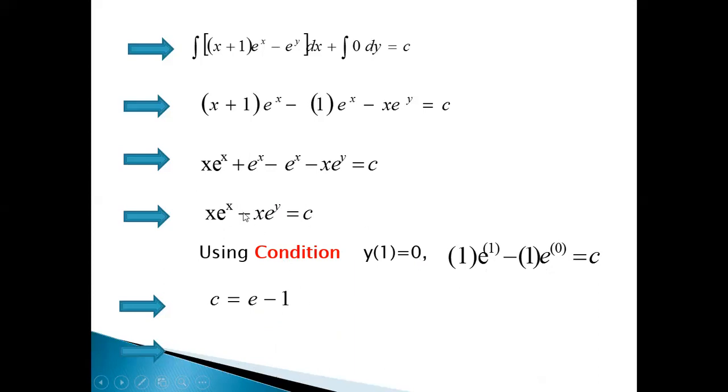See, here x is 1, so e raised to x is e raised to 1, minus x which is 1. Now e raised to y, so e raised to 0. Here e raised to 1 is e and e raised to 0 is 1. So e minus 1 is equal to c. So our value of the constant c is e minus 1. Now put the value of c in this generalized solution. So we get the final answer x e raised to x minus x e raised to y is equal to e minus 1. Okay, so this is the second example for the exact solution.